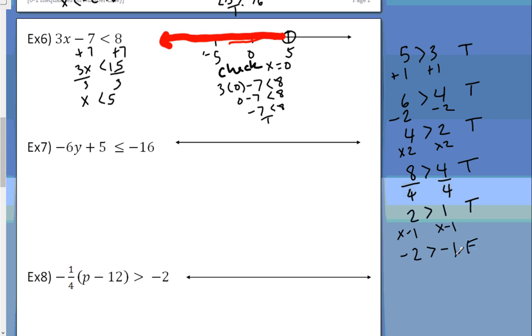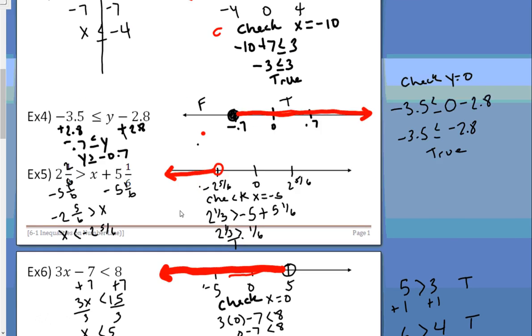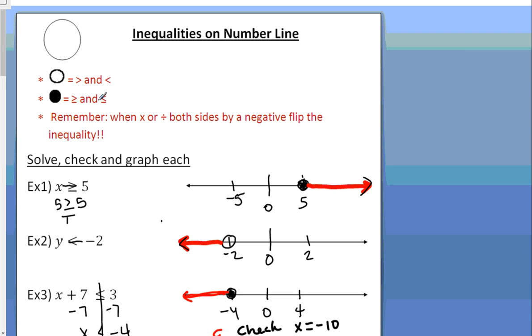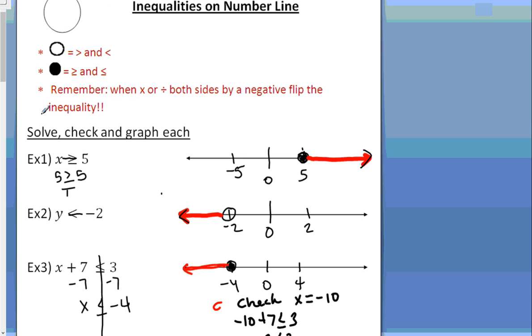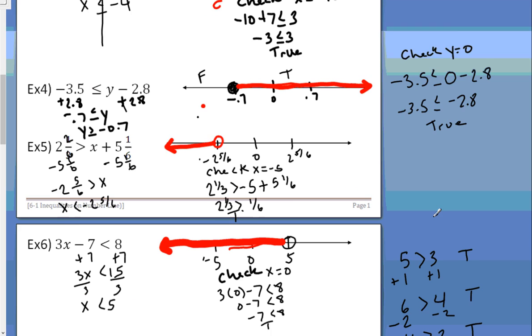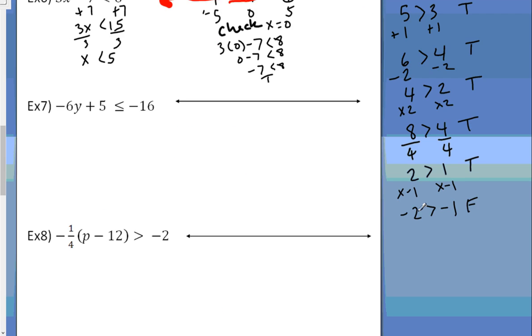Well, what happened is one of the most important concepts of Algebra 1 that more people than anything mess up on. What happened is this. Go back to the star, a very important star. Remember, when you multiply or divide both sides by a negative, flip the inequality. That is so important. This is the key to this entire lesson. If you're going to multiply or divide both sides by a negative, you have to flip the inequality sign.